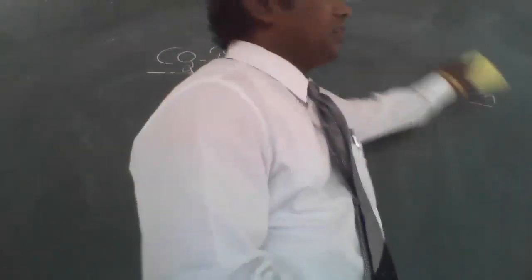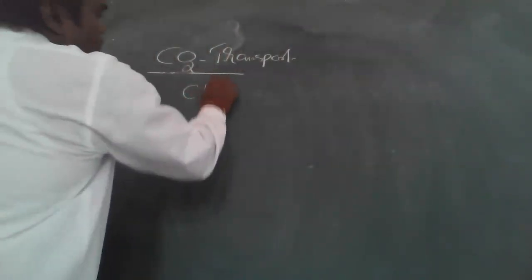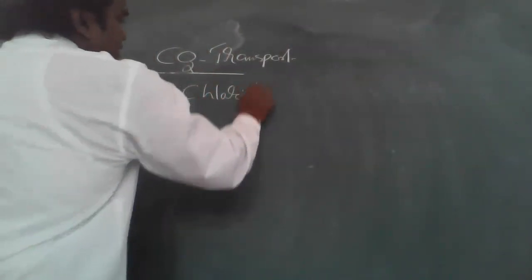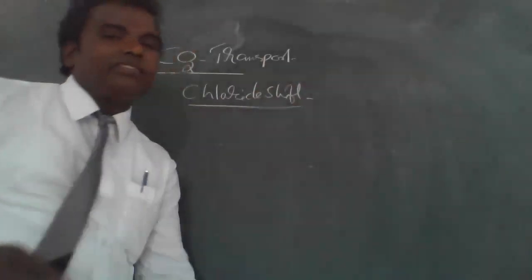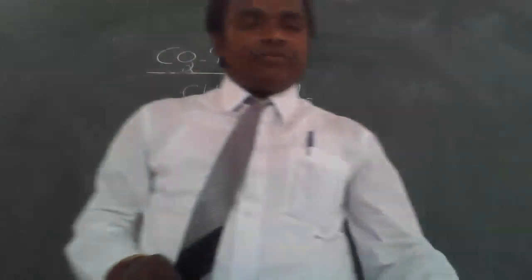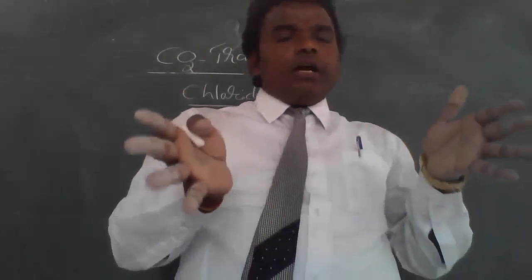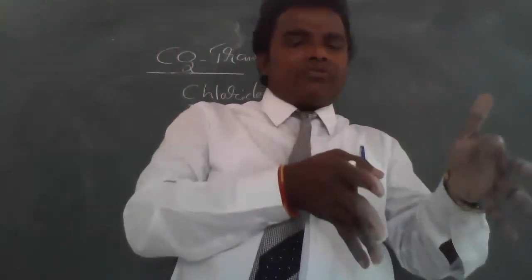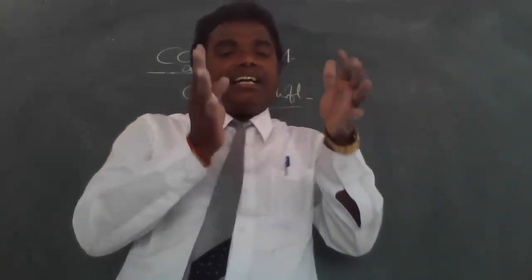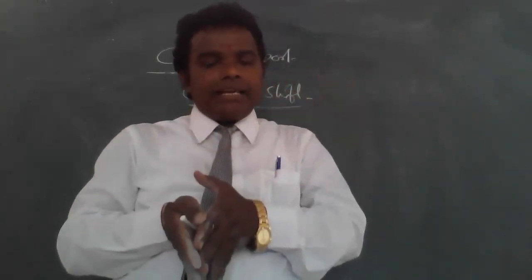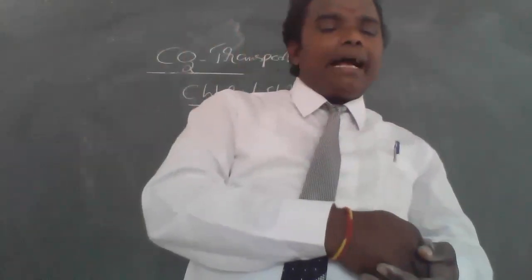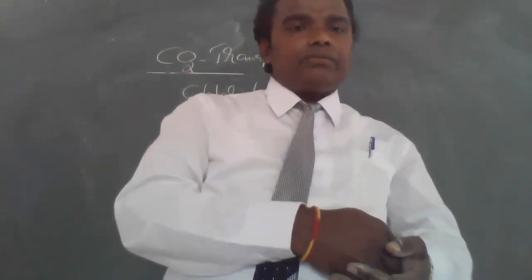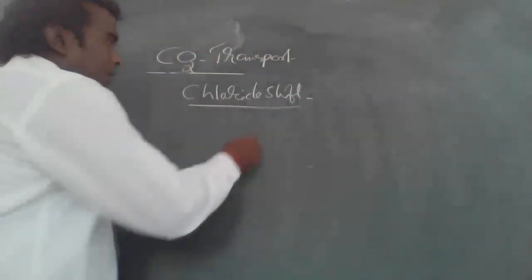Okay, what is important? See, chloride shift. What is chloride shift? Come on, tell me. Diffusion of chloride ions into the RBC from the plasma, and what happened? Back is called... So come on, tell me.